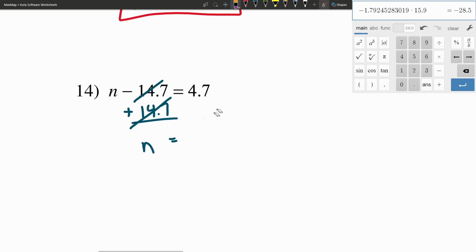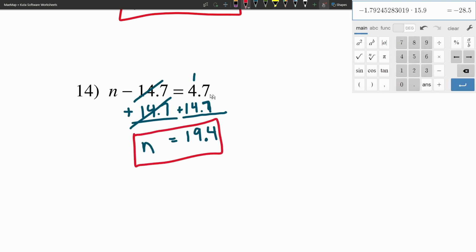This is why we need to be neat. Let's get this in line so that we can go ahead and use the US algorithm. Here's my 14.7. US algorithm, just a fancy way to describe how we're going to add this vertically. 7 plus 7 is going to be 14. So we're going to leave our 4, carry over our 1. 1 plus 4 plus 4 is going to give us 9. And then we still have a 1 over here. Keeping that decimal in line, we'll drop it right on down. n is equal to 19.4.